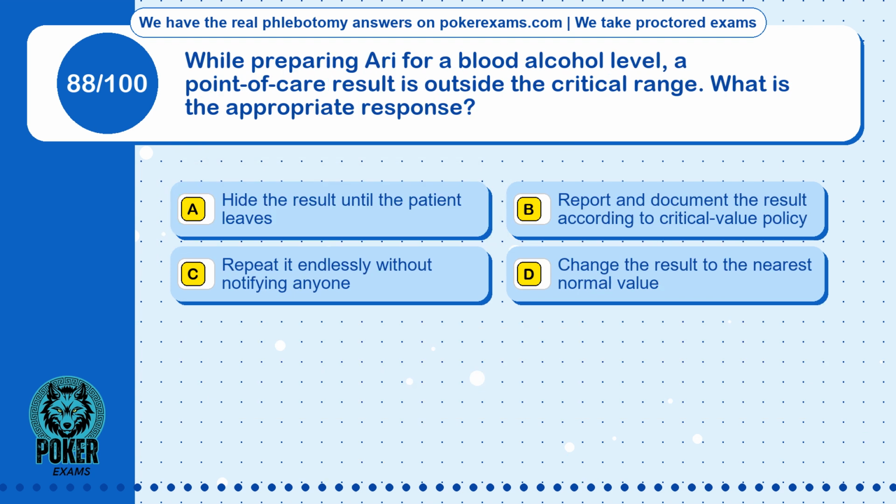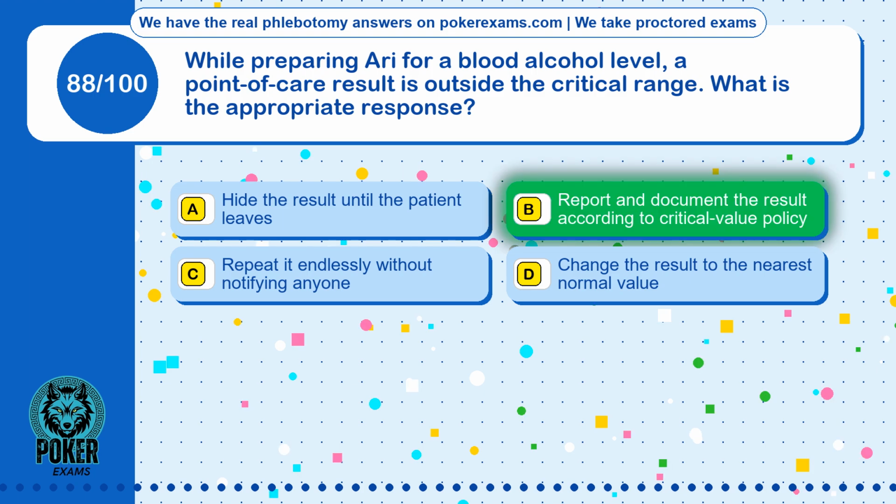Question 88. While preparing ARI for a blood alcohol level, a point-of-care result is outside the critical range. What is the appropriate response? Option A. Hide the result until the patient leaves. Option B. Report and document the result according to critical value policy. Option C. Repeat it endlessly without notifying anyone. Option D. Change the result to the nearest normal value.